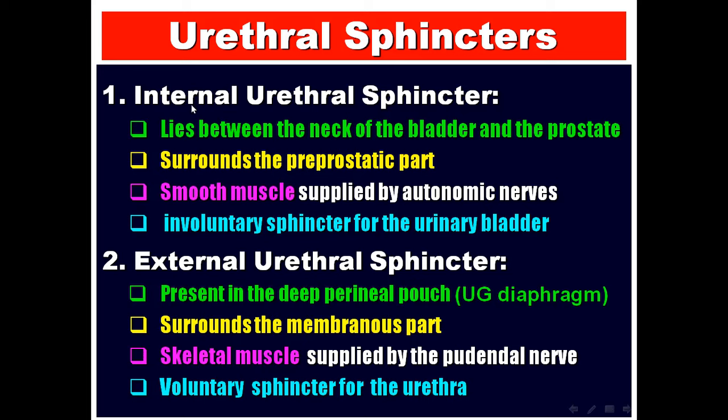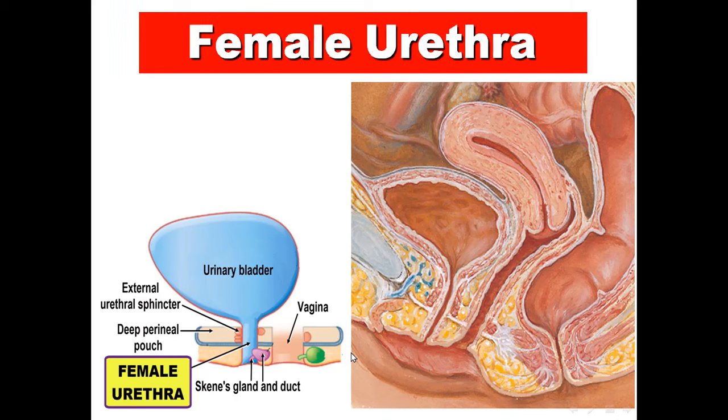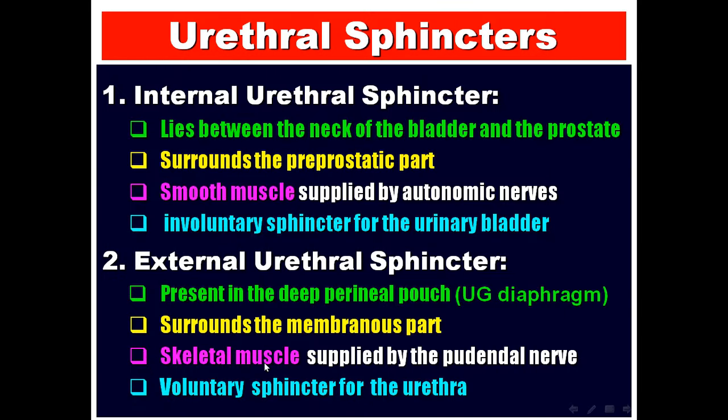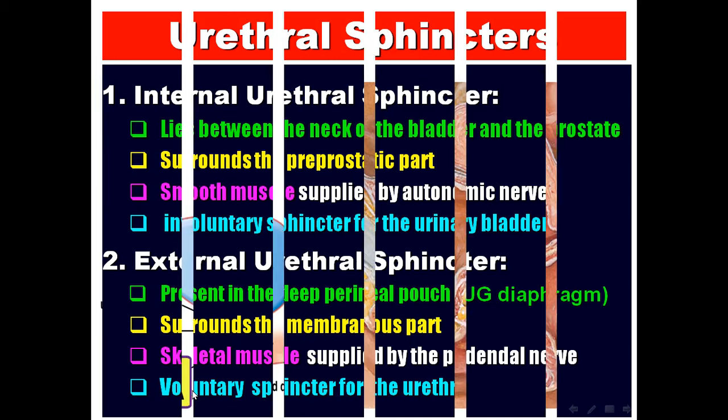So we have the internal sphincter and the external sphincter. The internal sphincter is between the neck of the bladder and the urethra. The external sphincter is in the deep perineal pouch. The internal sphincter surrounds the pre-prostatic part. The external sphincter surrounds the membranous part. The internal sphincter is formed of smooth muscle fibers, that's why it is supplied by autonomic nerves. The external sphincter is formed of skeletal muscle fibers, that's why it is supplied by the pudendal nerve. The internal sphincter is an involuntary sphincter for the urinary bladder. The external sphincter is a voluntary sphincter for the urethra.